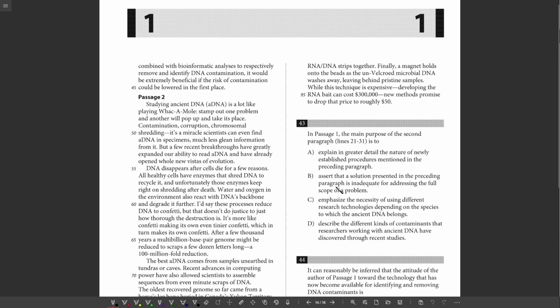And so when I go to my choices, I like choice B. Assert that a solution presented in the preceding paragraph is inadequate for addressing the full scope of a problem. Exactly. Insufficient. Explain in greater detail the nature of newly established procedures. No, it's not elaborating on the previous paragraph in that way. Emphasize the necessity of using different research technologies depending on the species. Doesn't mention that specifically. Describe the different kinds of contaminants. It doesn't do that either. So the one that is done is choice B.